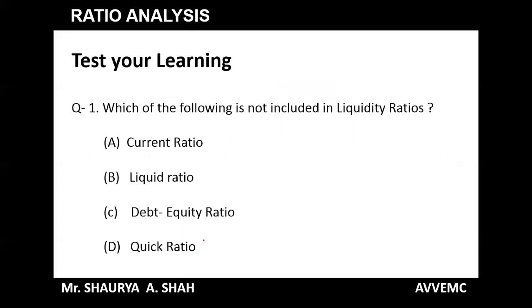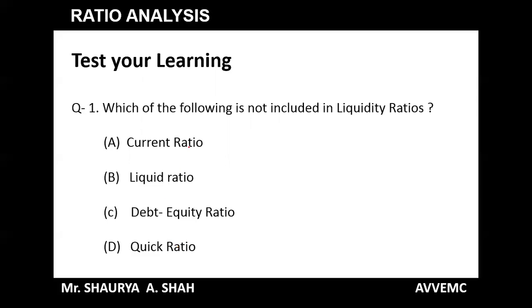Now at the end of every lecture, you have to test your learning, whether you have understood it very clearly or not. So which of the following is not included in liquidity ratio? I have a set of questions for you people. As it is theory, I have given you theory. Then from next lecture onwards, you need to solve the sum and I will provide you the answer. Which of the following is not included in liquidity ratio? Current ratio, liquid ratio, debt equity ratio, and quick ratio.